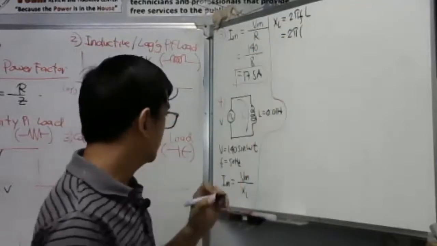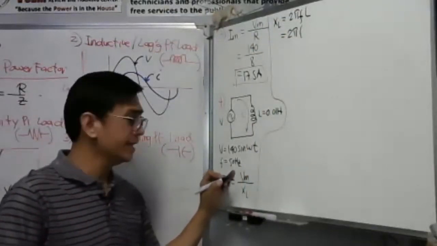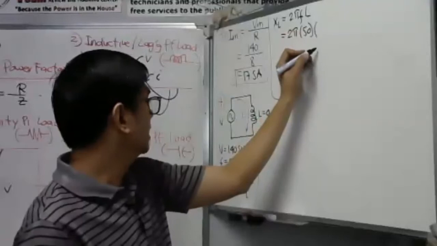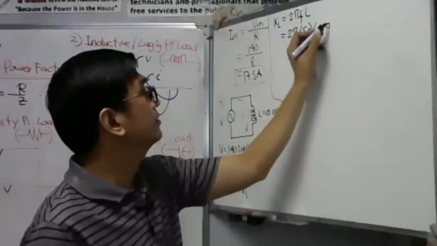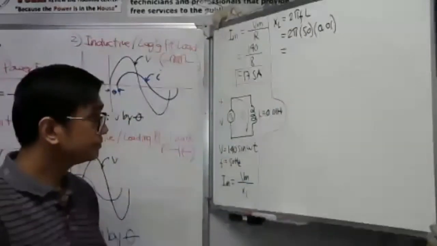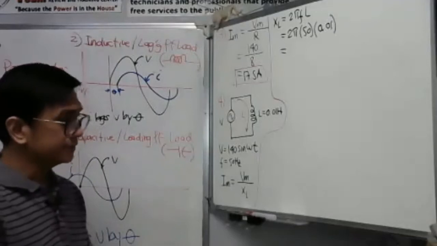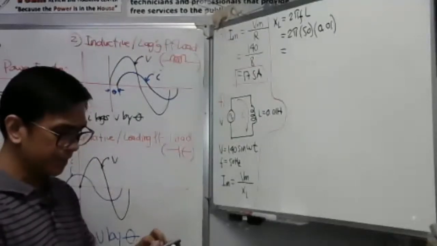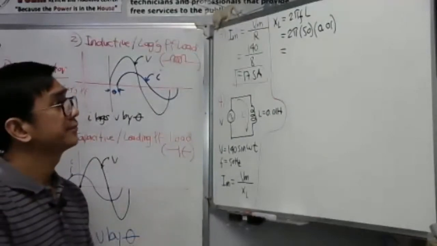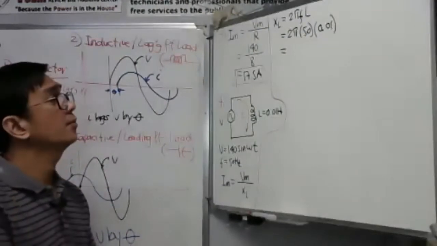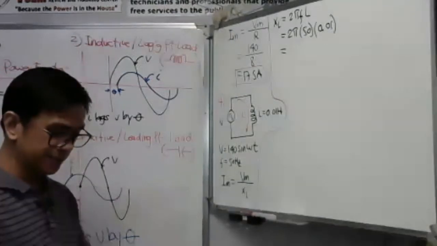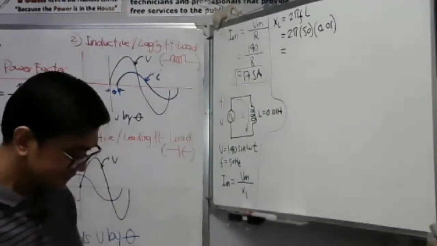2 pi. What is our frequency? So, we have 50 Hertz. Then, our L is 0.01 Henry. So, we have here 2 times pi times 50 times 0.01. So, well, the answer is simply pi, no? Or 3.14.